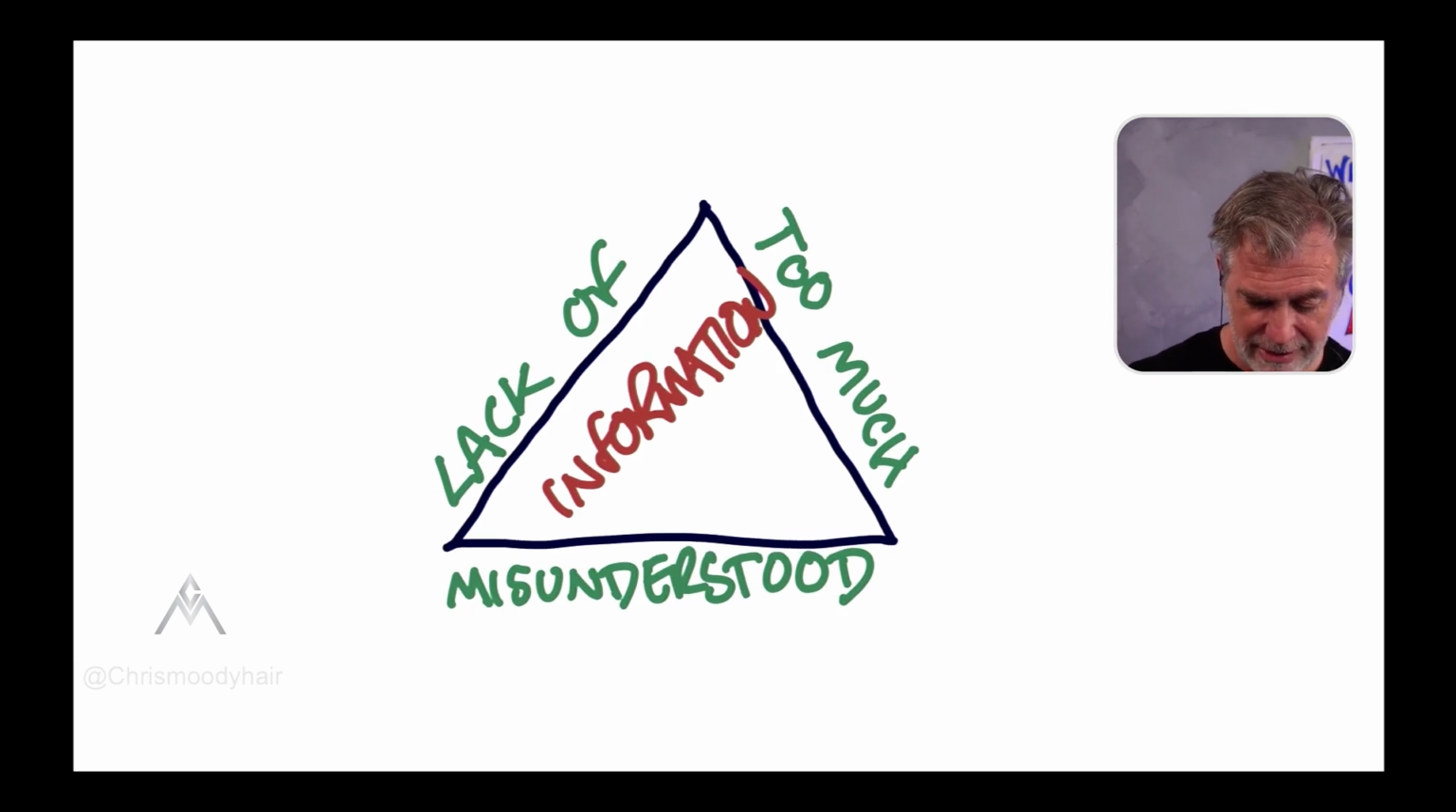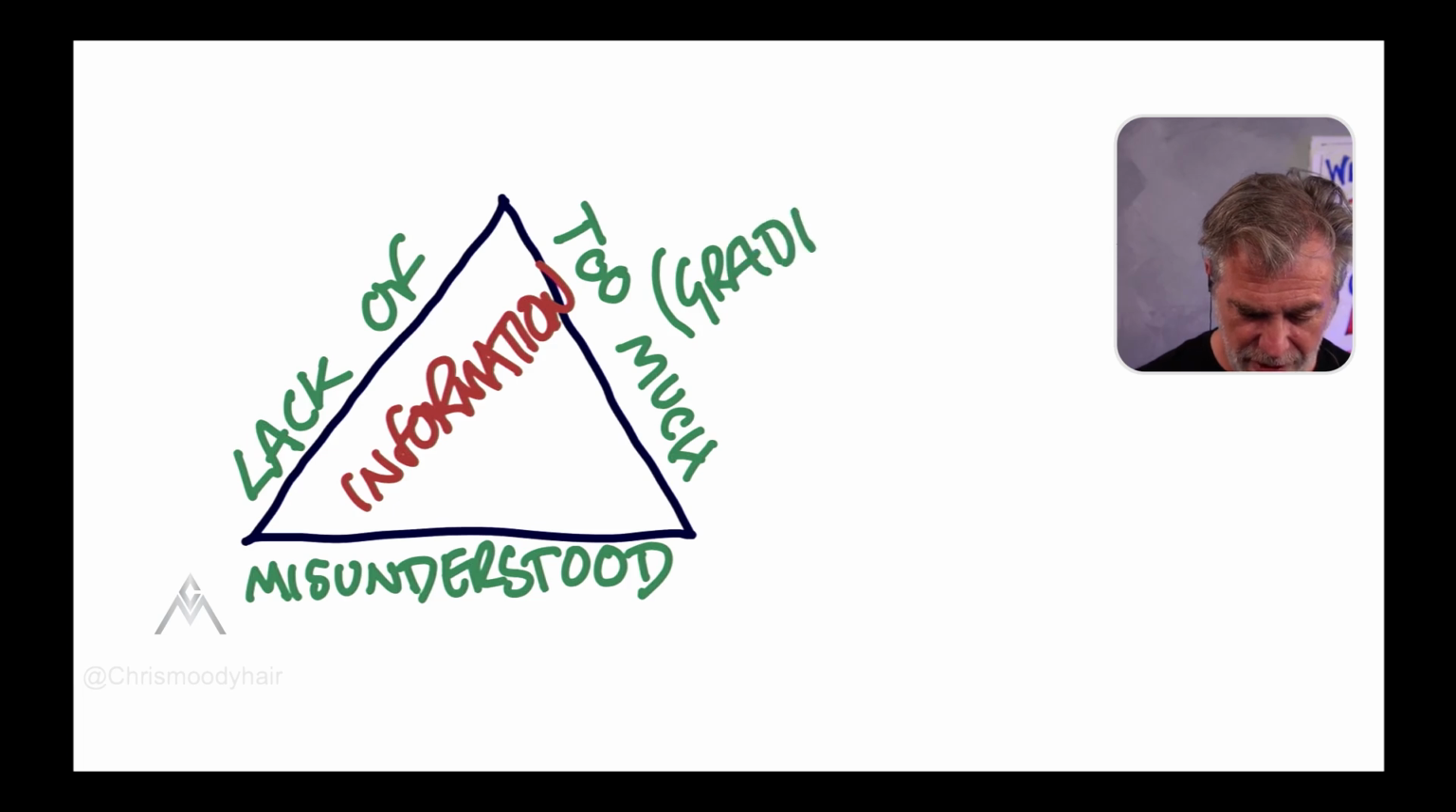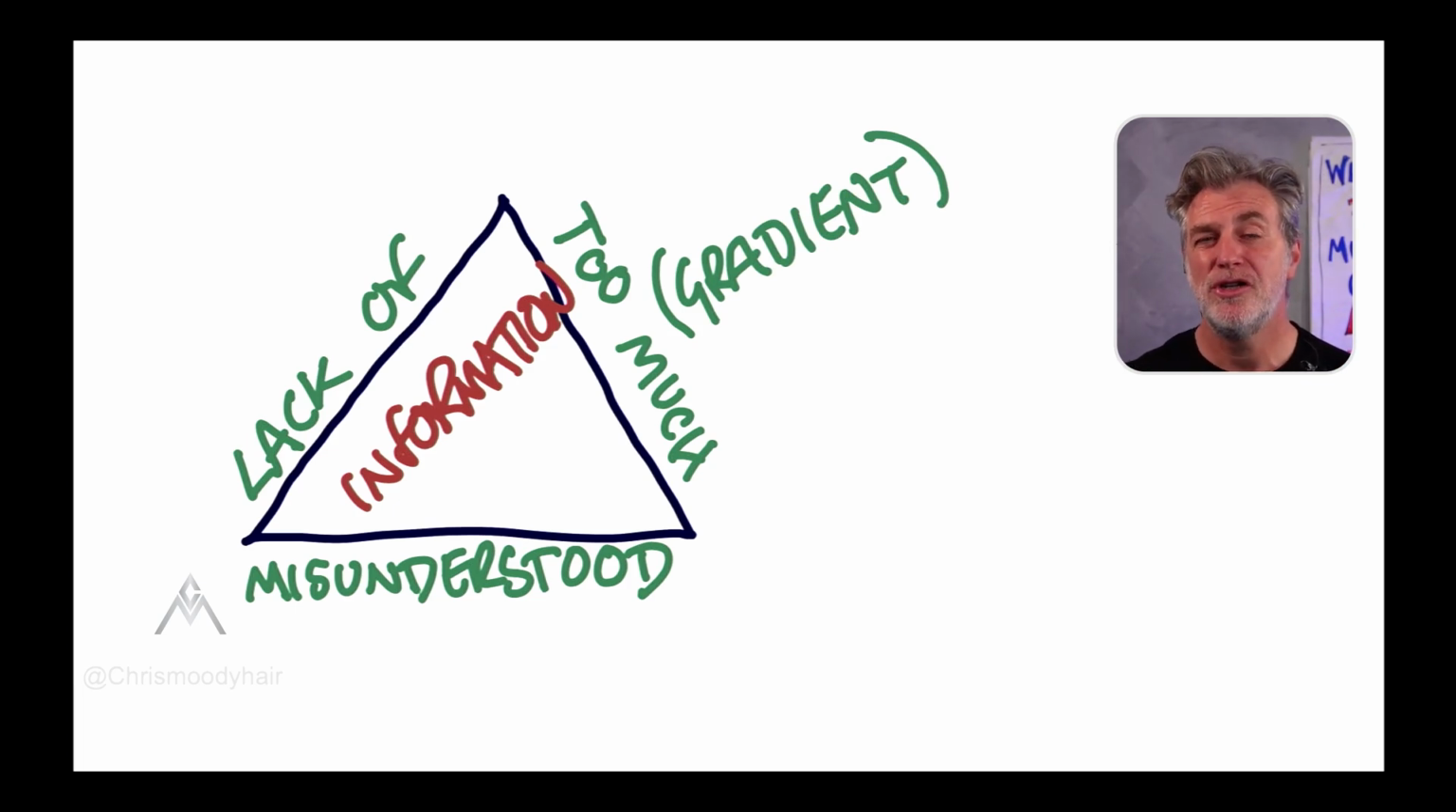There is a slight addition to this. This thing about having too much information can also mean that we have too steep a gradient. I'm going to put that here in green as well, in brackets. I'm going to put gradient here as well. So it's too steep a gradient. What do we mean by that? It just means that we're asking our learners to do too much in the time that we have allocated. Does that make sense? We're asking them to get to too high a level in the time that we have available.